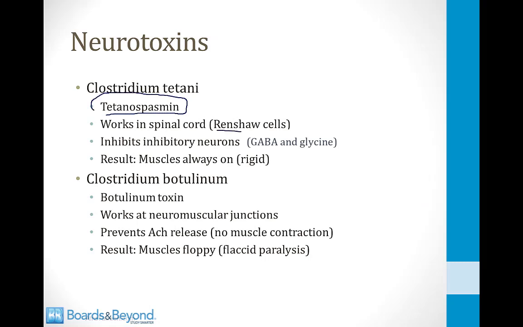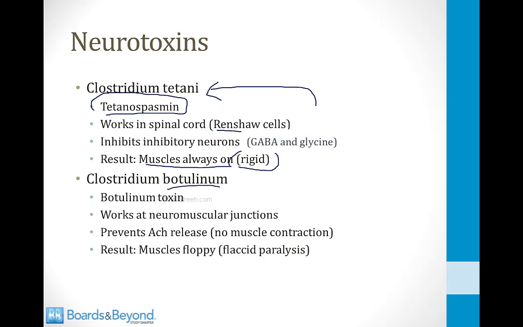Renshaw cells. And these are inhibitory interneurons. So when you inhibit the inhibitory cells, the result is that you get overactive neurological activity. This means that the muscles will always be on because you've removed inhibitory signals, and therefore you get rigid paralysis. And it's very important to remember that tetanus causes rigid paralysis.